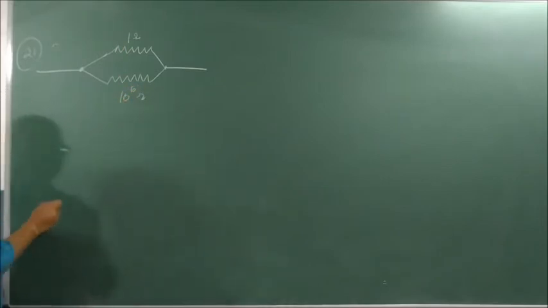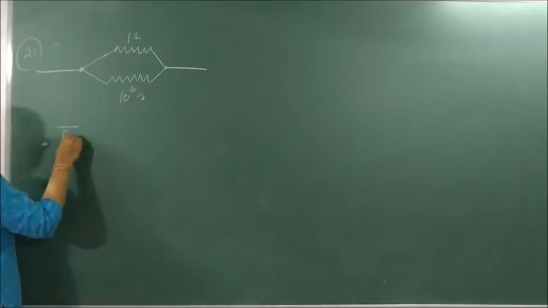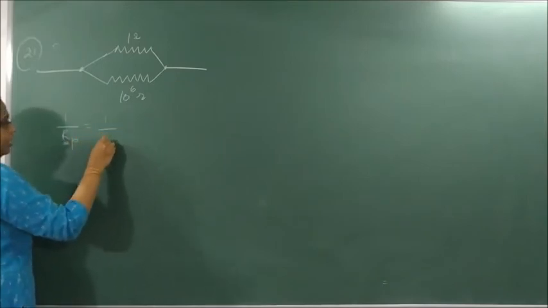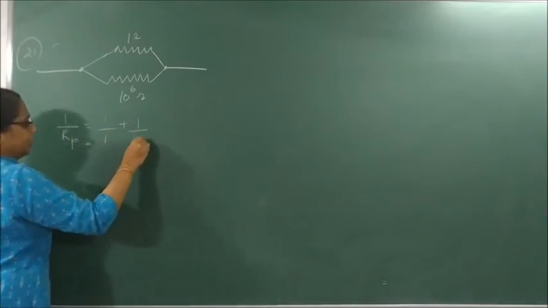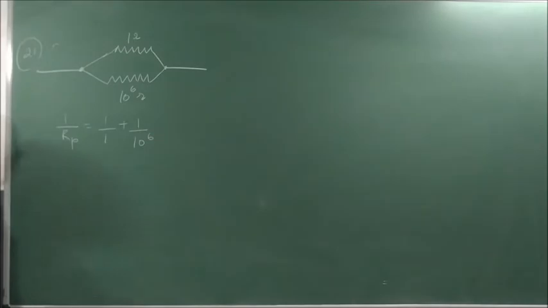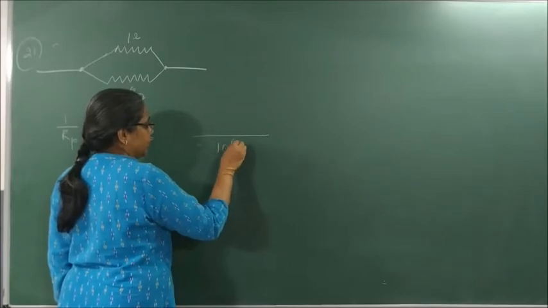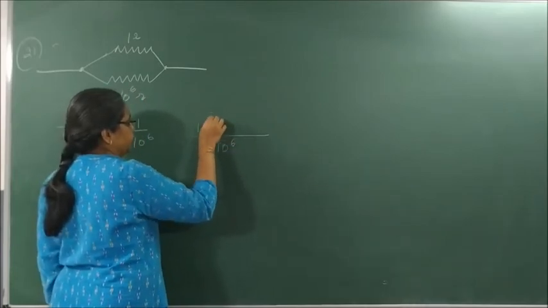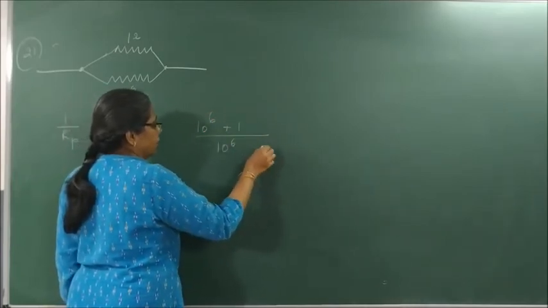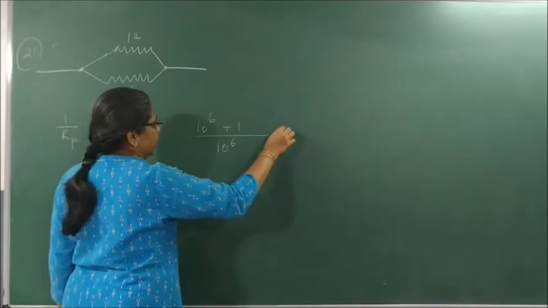So this is it. Now 1 by Rp is equal to 1 by 1 plus 1 by 10 to the power of 6 ohms. Correct? We will take LCM as what? 10 to the power of 6. So 10 to the power of 6 plus 1 is equal to 1 by Rp.